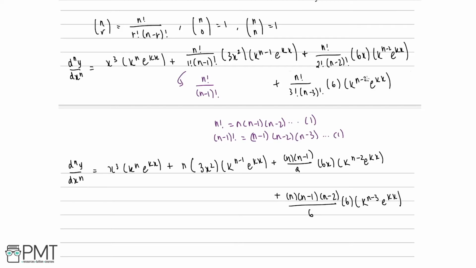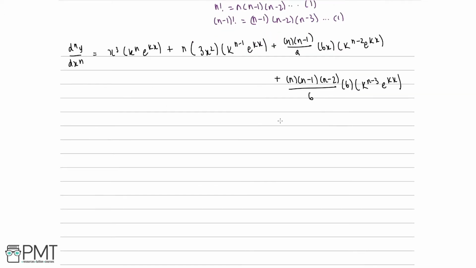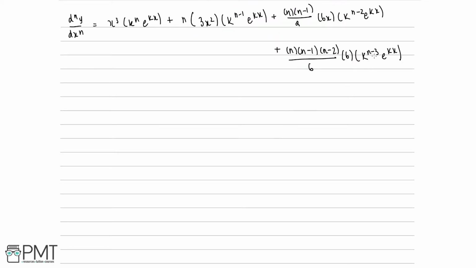I just realised over here this should be a 3 because r is equal to 3 in this case, not 2. You can simplify this even further by taking out a factor of k to the power of n minus 3 times e to the power of kx out of all of these terms.